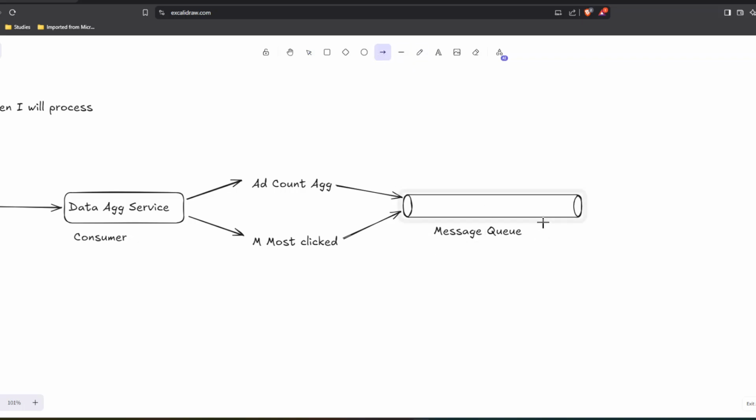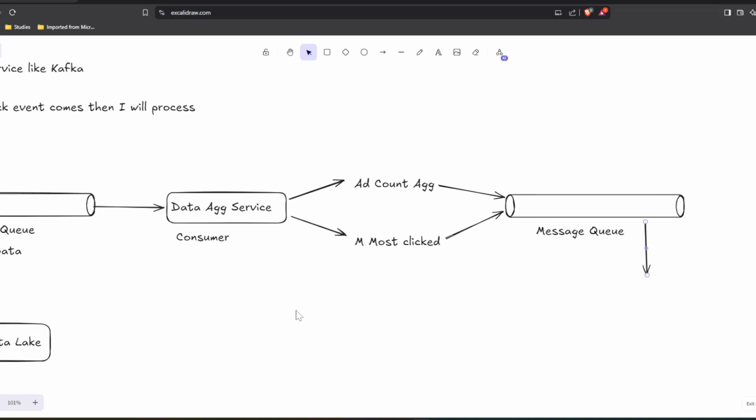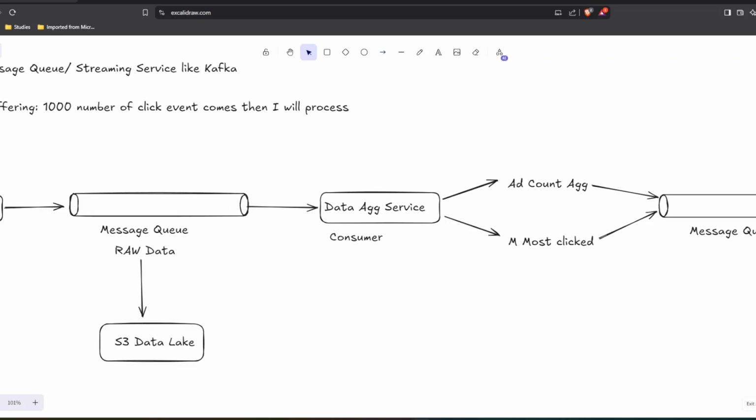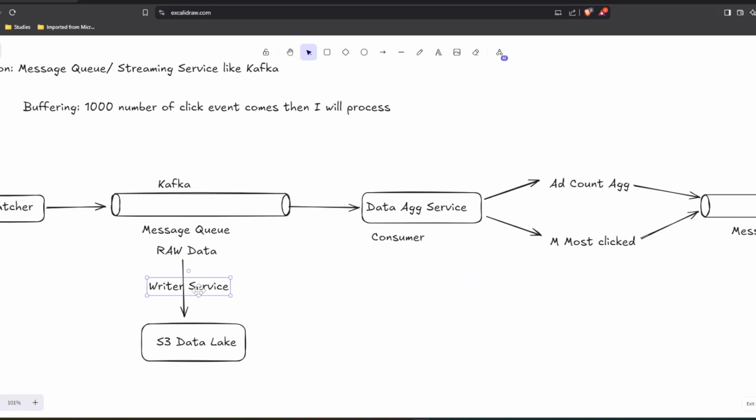And this message queue will then pass its data on. Here, one thing I forgot to write is that there will be a writer service. Our Kafka doesn't have a direct facility to write into the data lake, so some kind of writer service will be there, and that writer service will write it to the data lake. Similarly, here also we are going to have our writer service.